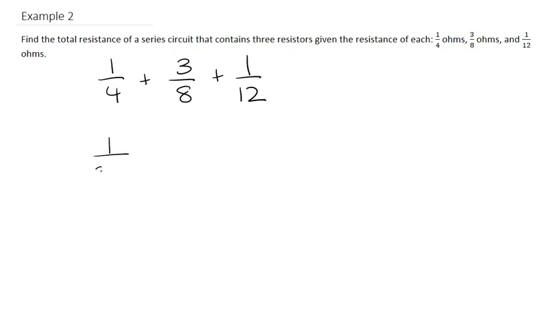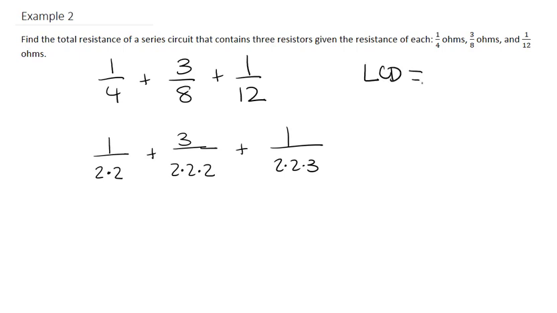So 4 is really just 2 times 2. 8 is just 2 times 2 times 2. And then 12 is 2 times 2 times 3. So our least common denominator, or least common multiple between these, we're going to have unique factors of 2 and 3.